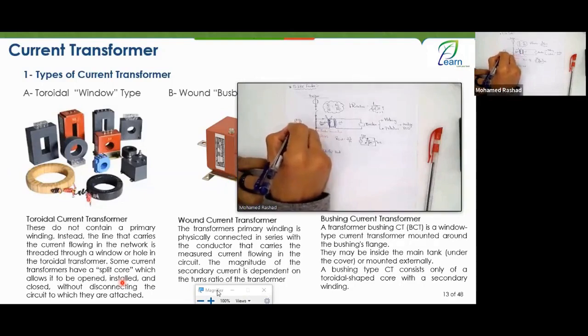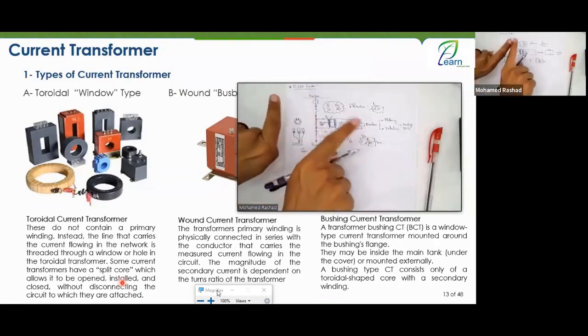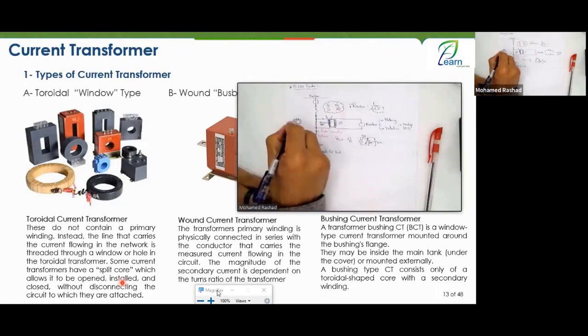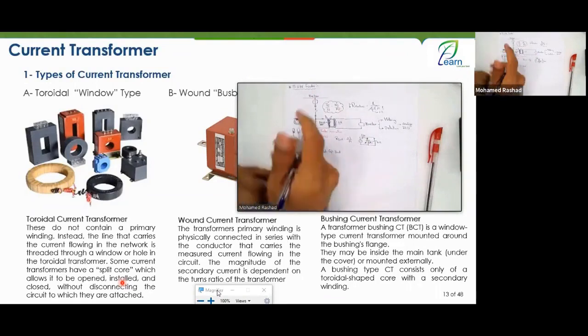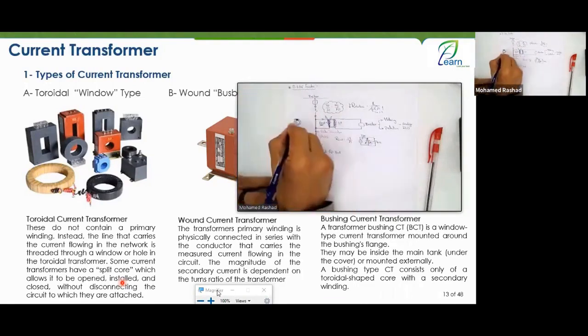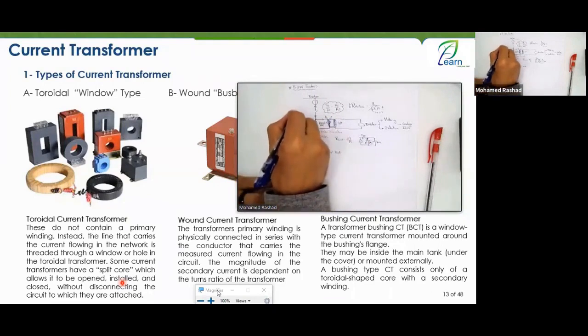Like this, it's about this core. What is this core? You can open it, and you can close it again. When you close it together, it closes your entire core together. So we call this type a split core.